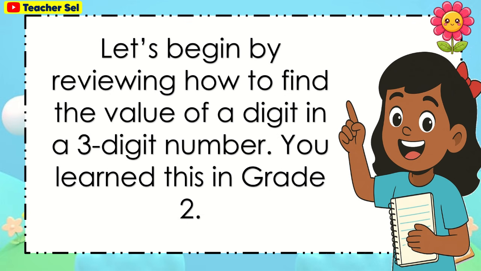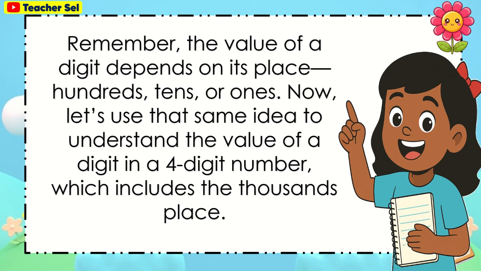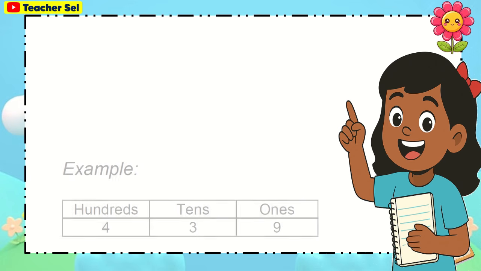Let's begin by reviewing how to find the value of a digit in a 3-digit number. You learned this in grade 2. Remember, the value of a digit depends on its place: hundreds, tens, or ones. Now, let's use that same idea to understand the value of a digit in a 4-digit number, which includes the thousands place.